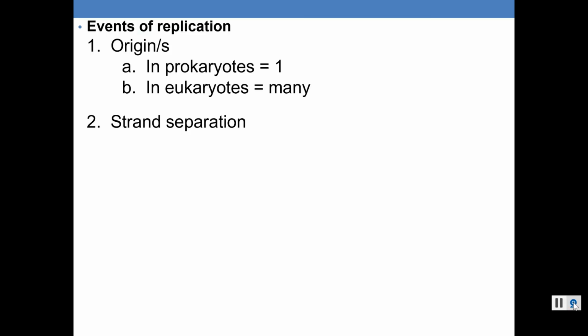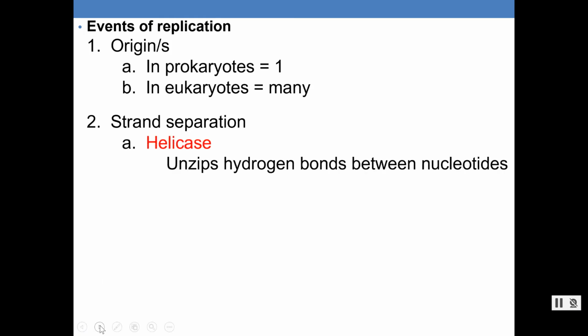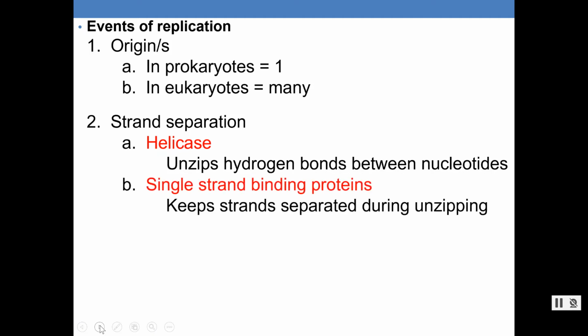Let's go back to our summary slide and see how you're doing. Strand separation. Take a chance and go through these enzymes and see if you can figure out what's doing it. All right, first one. Helicase. What's its job? Unzips the hydrogen bonds. Second step for strand separation: single-stranded binding proteins. What's its job? It binds to single-stranded DNA and keeps it separated during that unzipping process.